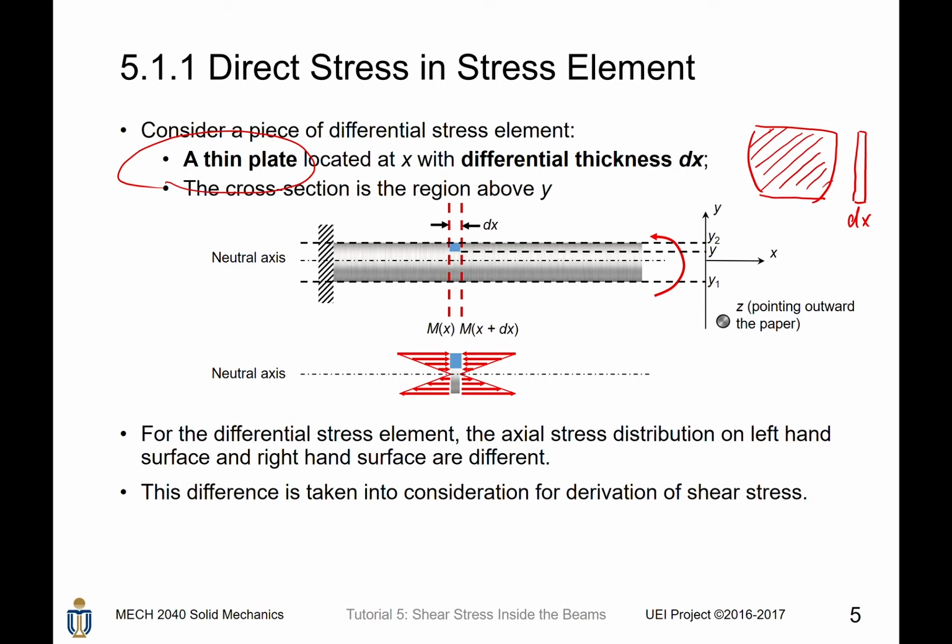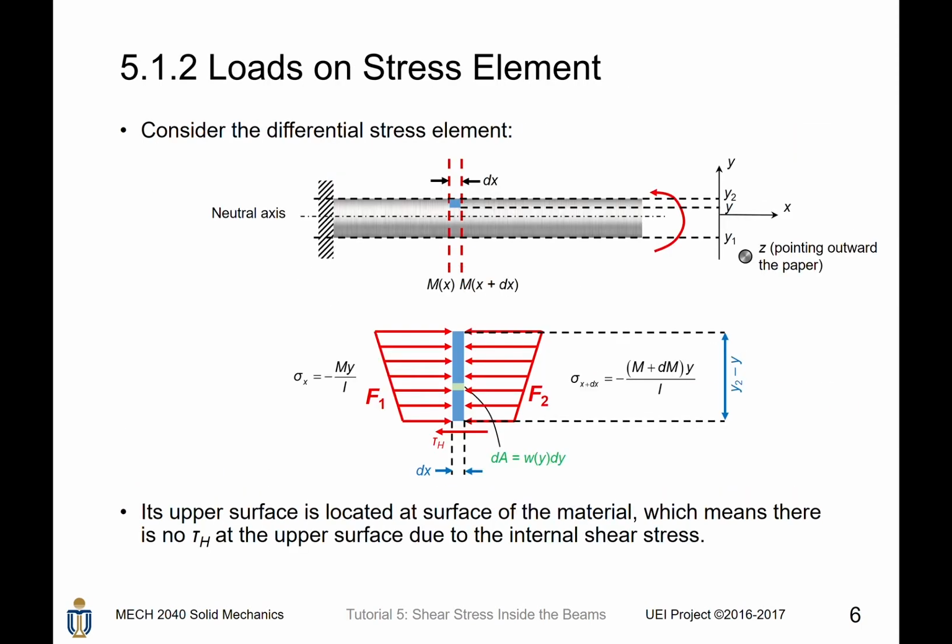For this thin plate differential stress element, the axial stress distribution on it is linear, as what we derived in the previous tutorial. Sigma equals minus My divided by I, but we know that sigma will change with respect to x. In the last tutorial, we also tried to draw the distribution of sigma with respect to x, something like this.